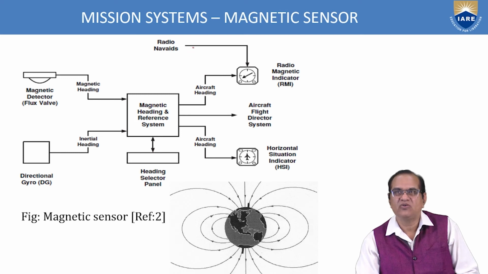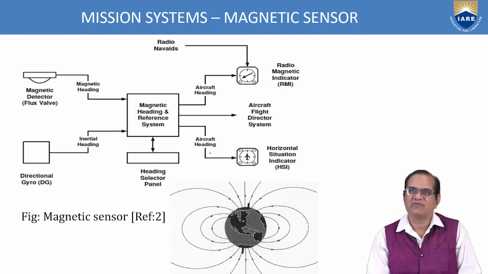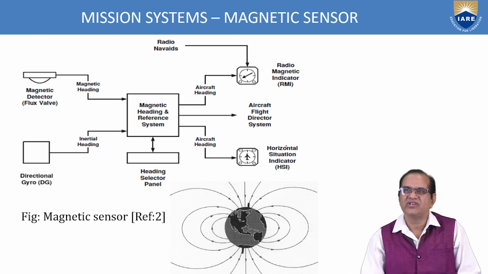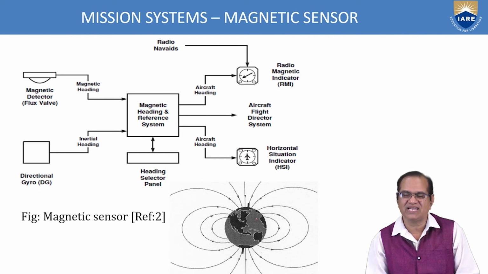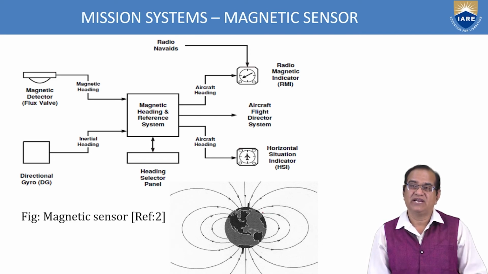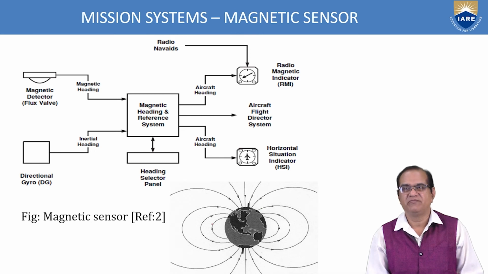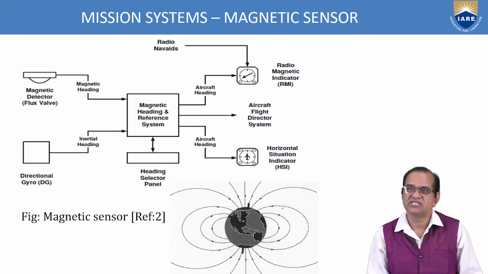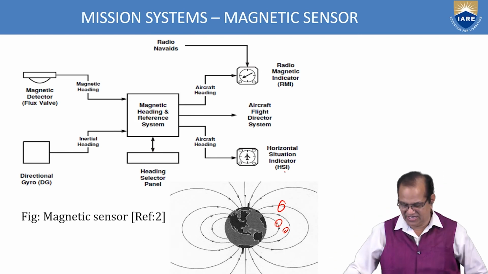Here we have the radio navigation aid, and here we have the radio magnetic indicator. It will go to the aircraft heading, and then to the horizontal situation indicator and the heading panel. Here it is shown the earth's magnetic field. If there is nothing nearby, then it will be like this. If any object is present in some range, this will be disturbed. So that is the principle of any magnetic detection system.